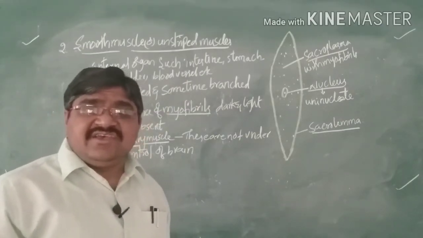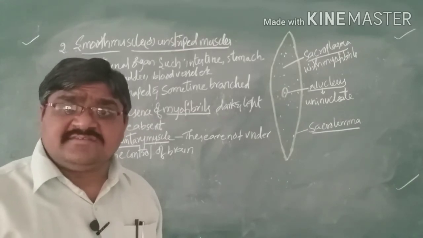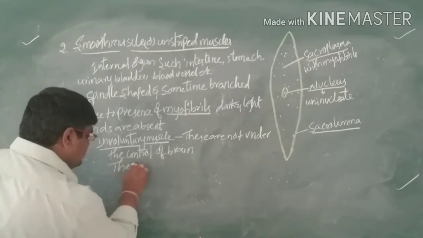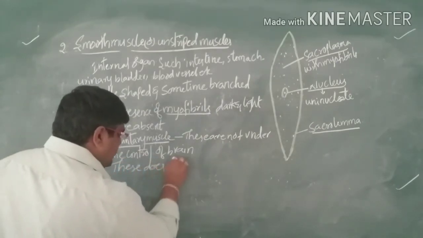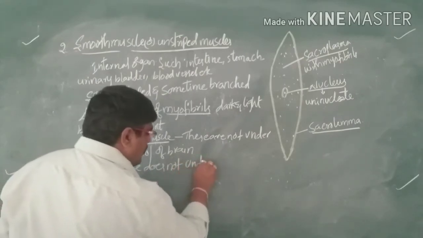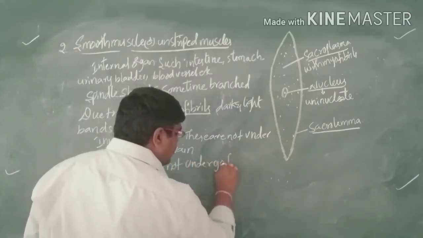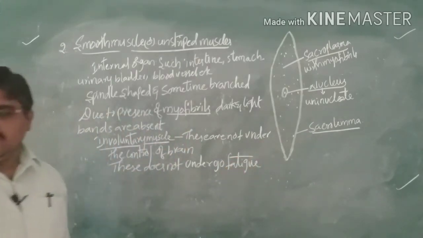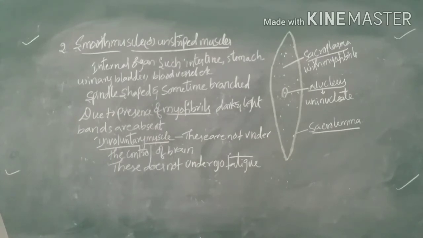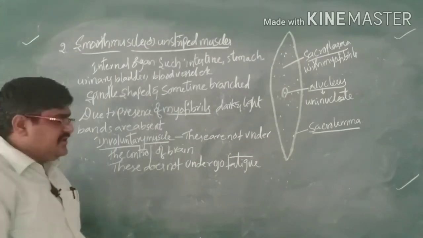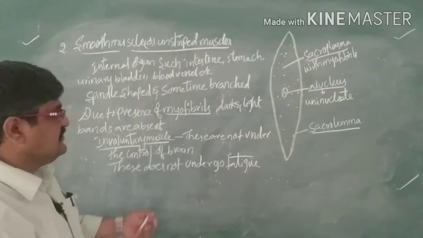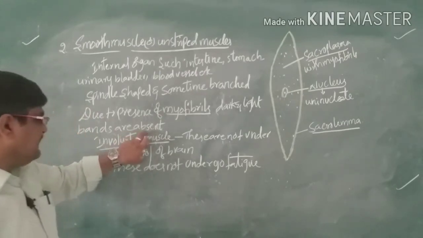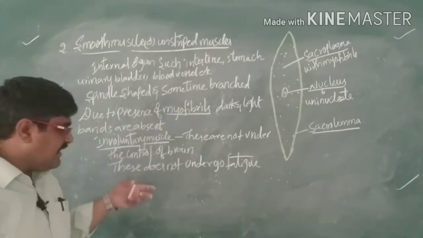Also, these do not undergo fatigue. They have spindle shaped nuclei and dense cytoplasm. These are not under the control of the brain, so we can call them involuntary muscles.